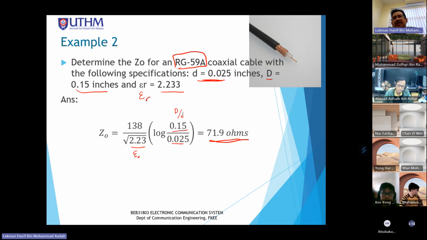The question in the final exam later is something similar to this example. We just change the values. In the final exam, the values will be different. Basically, the way you write the answer is something like this. So make sure you practice this example for your final exam.